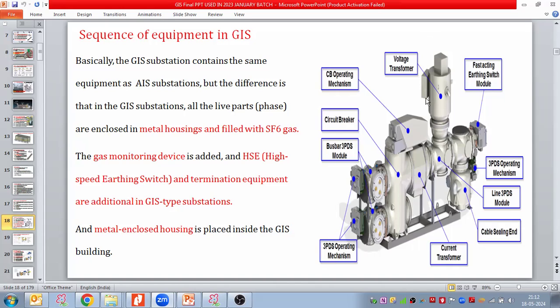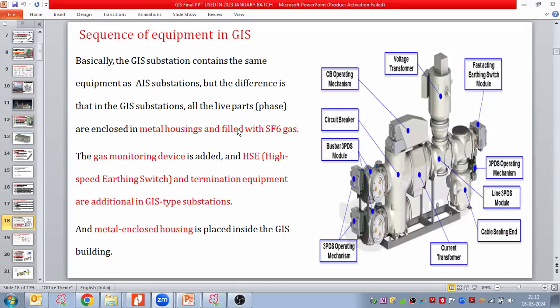Here we can see that all equipment like the bus bar, disconnectors, circuit breaker, CT, then again line disconnectors, cable sealing end, high voltage transformer, high speed earthing switch, all equipment is in metal housing and filled with SF6 gas. The gas in each compartment has gas monitoring devices added, and high speed earthing switches and termination equipment are additional equipment in case of GIS type substations.